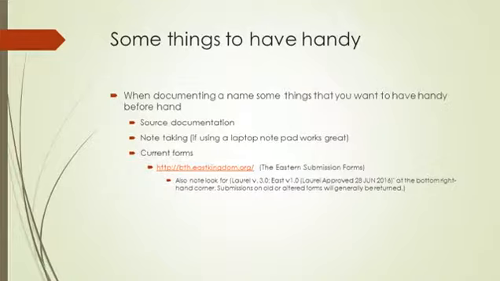On the lower right hand corner they will say for Laurel version 3.0, East version 1.0, Laurel approved on 28 June 2016. Look for this because if you got an outdated form, the college will automatically bounce this back, and it generates a lot of time for your clients to get this all.